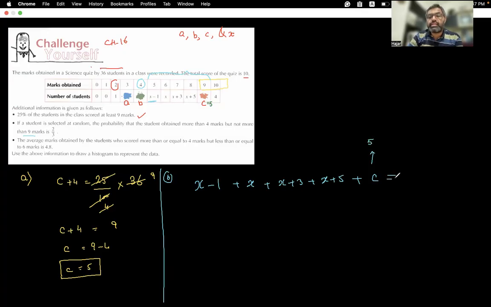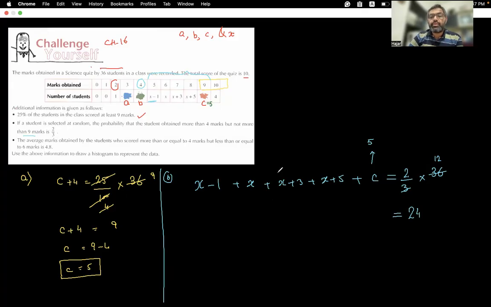So altogether, this is 2 by 3 of the total of 36 students. So 2 by 3 into 36. This is given in terms of probability, so it's a 2 by 3 probability. We multiply with the total to get, on average, how many students got these marks. So we can solve it. 3 and 36 we can cancel out: 36 divided by 3 is 12. So 12 times 2 is 24.